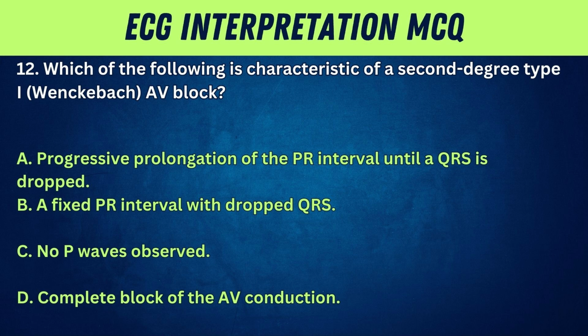12. Which of the following is characteristic of a second-degree type I, Wenckebach, AV block? A. Progressive prolongation of the PR interval until a QRS is dropped. B. A fixed PR interval with dropped QRS. C. No P waves observed. D. Complete block of the AV conduction.